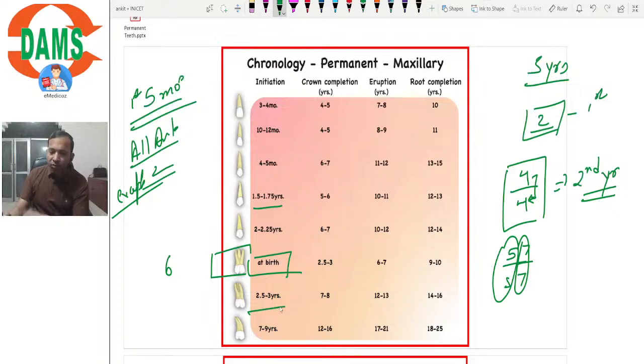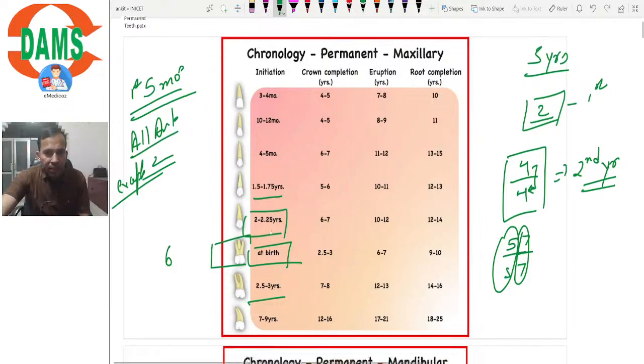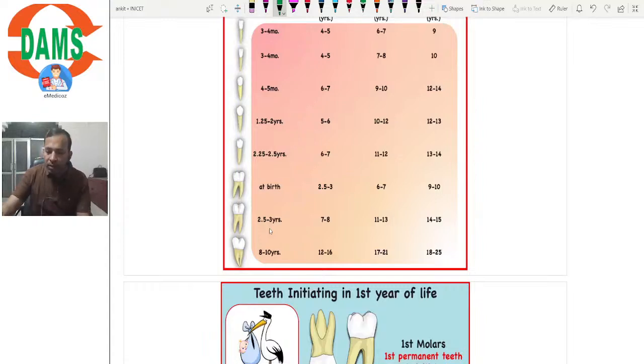So as you can see here, 2.5 to 3 years, second molars, and 2 to 2.5 years, second premolars. Same thing will happen in the mandible, isn't it? 2 to 2.5 years, second premolar, and 2.5 to 3 years, second molars, right? So I think it's easy to remember, isn't it? So most of the teeth or all of the teeth will initiate in the first 3 years of life. First year, all the anteriors and the first molars; second year, only first premolar; third year, second premolar and second molar. Clear?